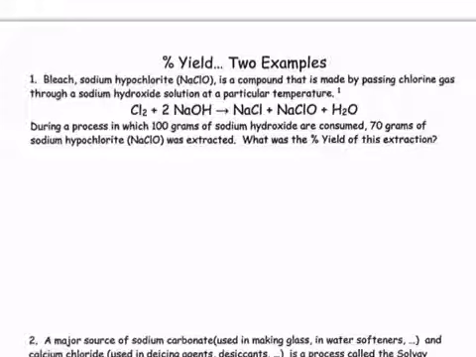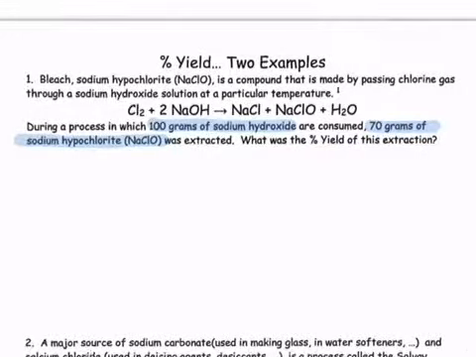It says during a process in which 100 grams, I'm going to highlight that, 100 grams of sodium hydroxide are consumed, 70 grams of sodium hypochlorite are extracted, and it wants to know what the percent yield is. Now, in order to find percent yield, we do need to know the formula for percent yield, and I'll just write that up here in the corner.